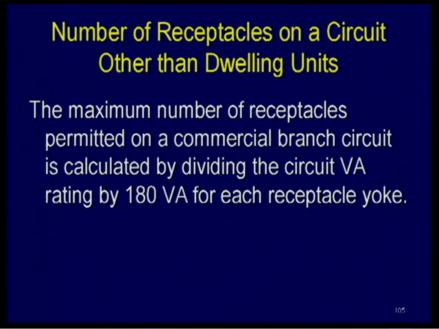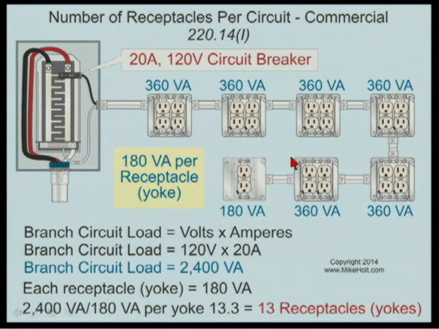The maximum number of receptacles permitted on a commercial branch circuit is calculated by dividing the circuit VA rating by 180 VA for each receptacle yoke. Now, here is a 20 amp circuit, 120 volts. You take the volts times the amps, and it gives you the VA. If you know the VA of the circuit, you divide it by 180 VA, and that rule is 220.14(I), which is the 180 VA. That will give you, for a 20 amp circuit, 13.3 receptacles, and of course you can't have a fraction of a receptacle.